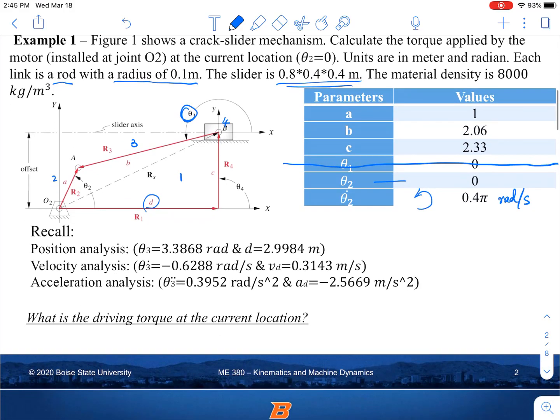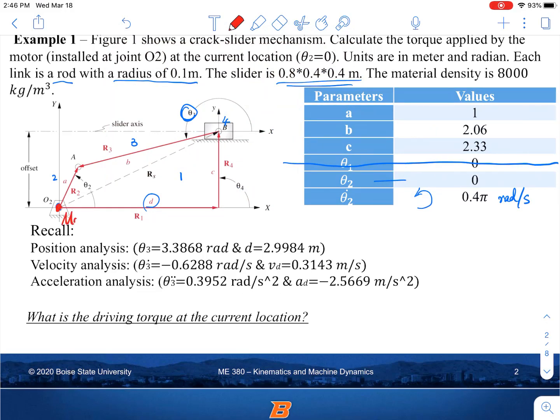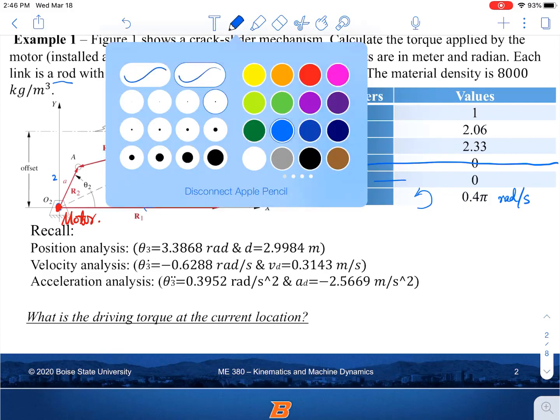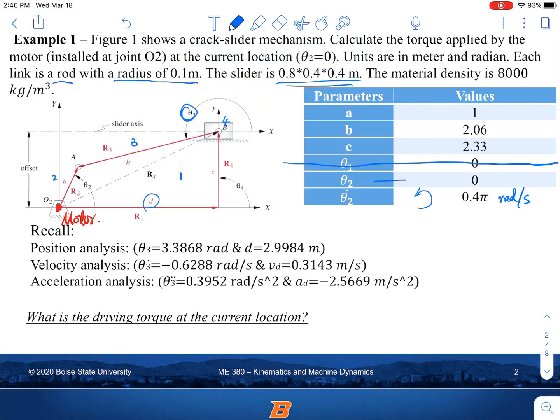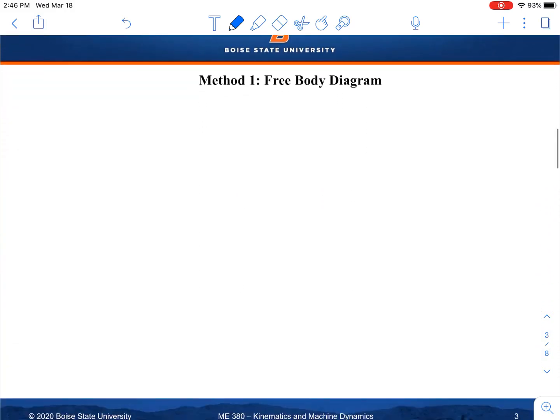My question is, if we put a motor attached to the joint O2, how much torque should the motor provide to drive the entire system at that position? So we need to find the T input. Because this is system dynamics, we need to draw a free body diagram.